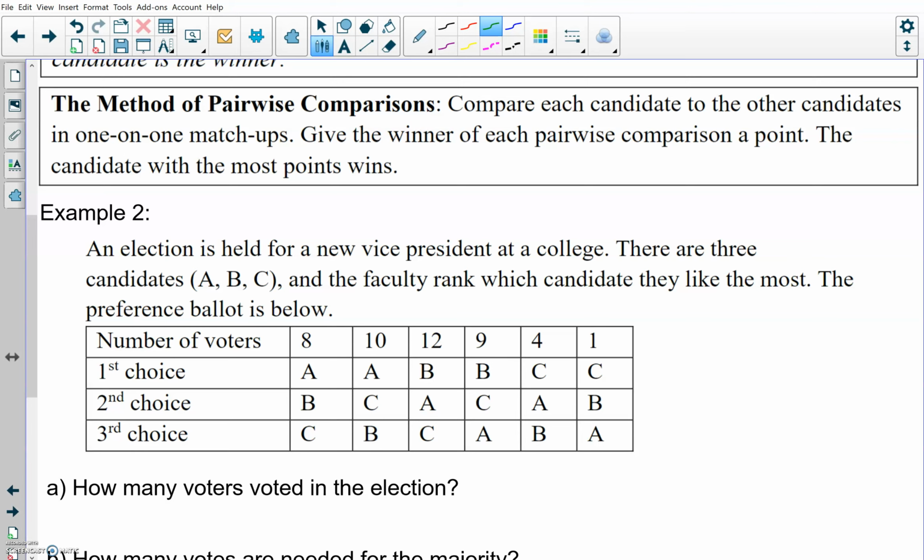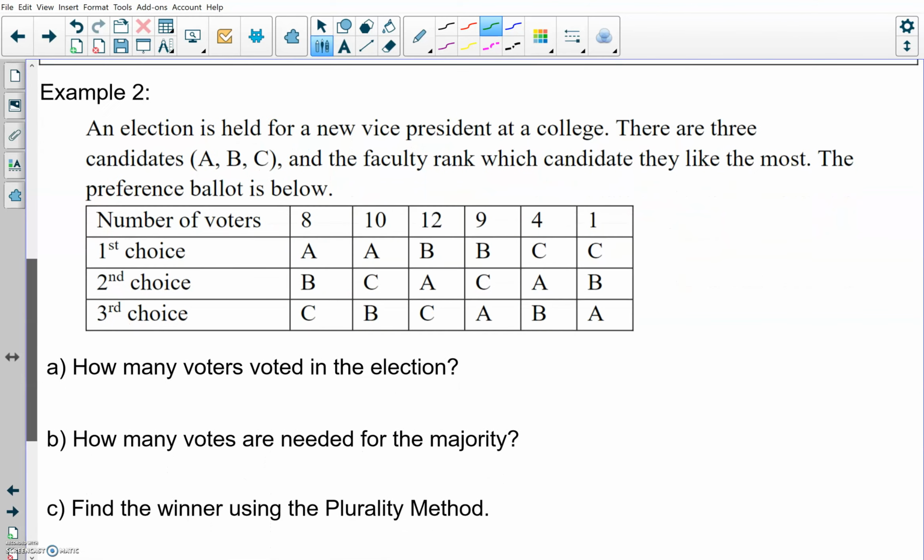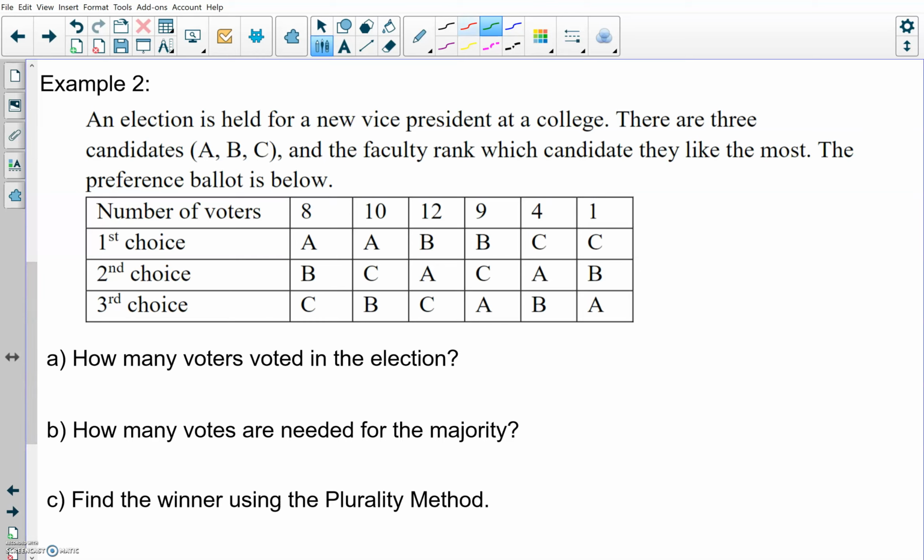Part 2 of section 7.1. I'm going to look at some examples, putting these different methods into play, and this will be very similar to the type of problems you'll be asked to do in the homework with these voting methods.